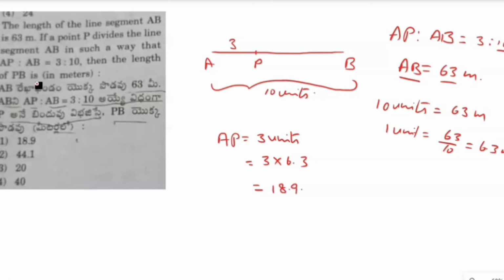So this is the length of AP. The remaining length PB will be the total length 63 minus this length 18.9 meters. So the length of PB can be given as 44.1 meters. So PB length is 44.1, that is option 2.